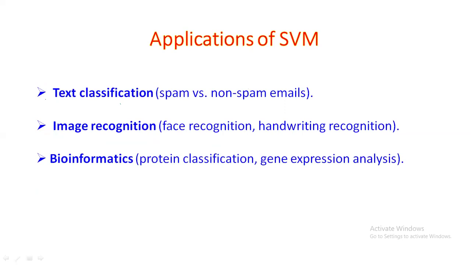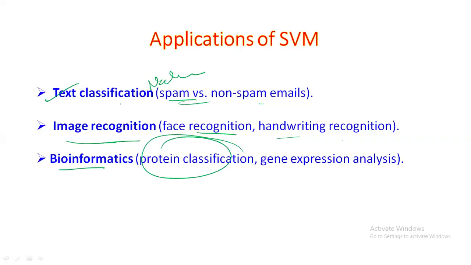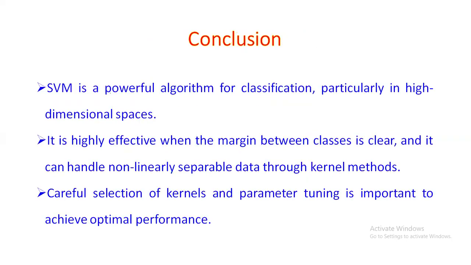And the applications are: it is used in text classification, that means natural language processing, spam or non-spam email; image recognition, that is face recognition and handwriting recognition; and it is also used in bioinformatics, especially for protein classification and gene expression analysis. And coming to the conclusion, SVM is a powerful algorithm for classification, particularly in high dimensional spaces. It is highly effective when the margin between classes is linear, and it can handle non-linearly separable data through kernel methods. Careful selection of kernels and parameter tuning is important to achieve optimal performance.